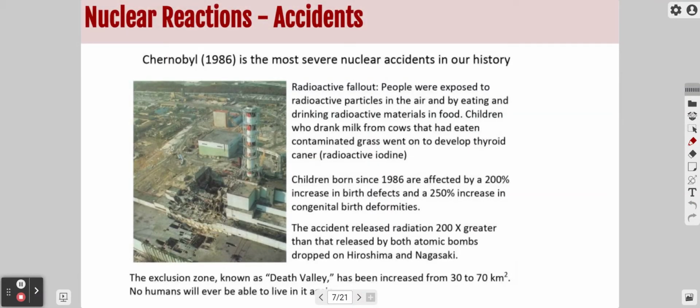So when you think of nuclear reactions, you probably think of accidents right off the top of your head. You may have watched a video or a movie about some of these different nuclear reactions. One that you've probably heard about is Chernobyl. This was in 1986. It was the most severe nuclear accident in our history. And I'm going to let you read more about this in here, and it's also going to be showing up again in your assignment.